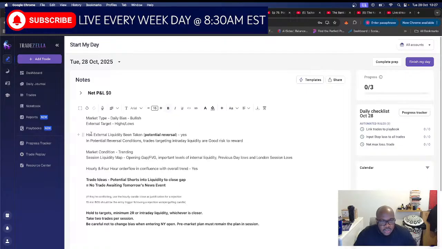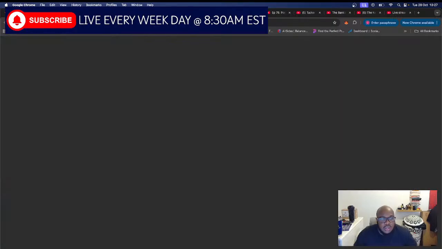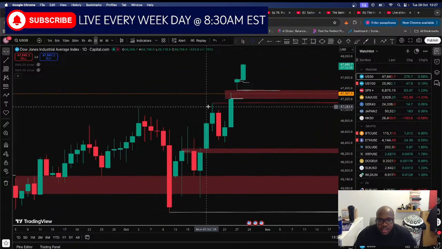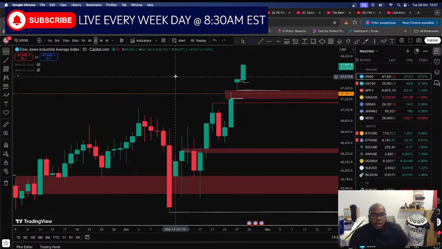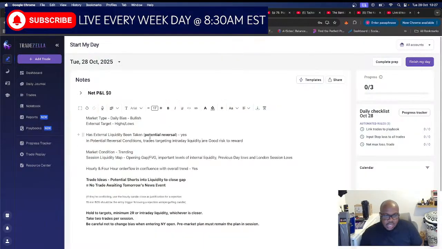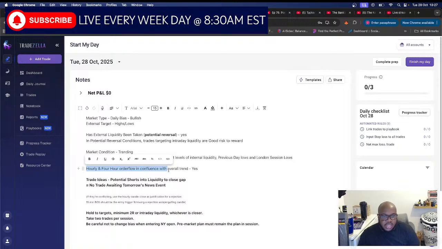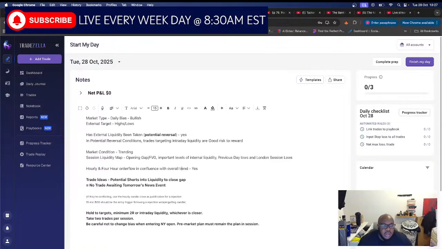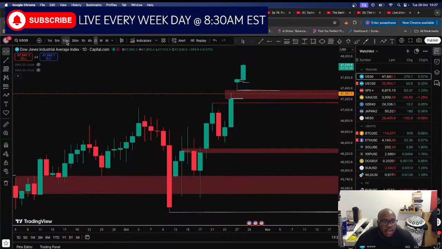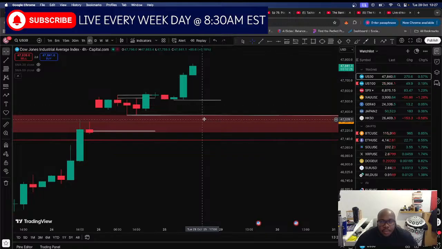However, we have seen external liquidity be taken, and that was taken right here. This line here is our external liquidity, so this could just be another sweep of liquidity up, and we could potentially see a reversal condition take place today. However, due to the fact that the hourly chart and the 4 hour chart are not currently in confluence with the overall trend, it is unlikely that we'll see the market come down.